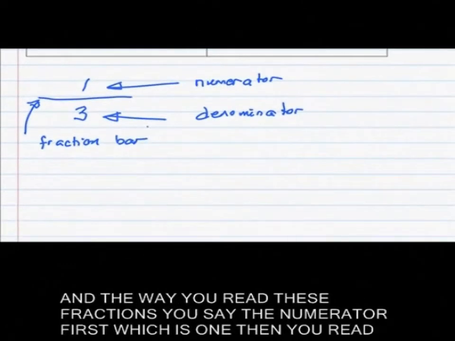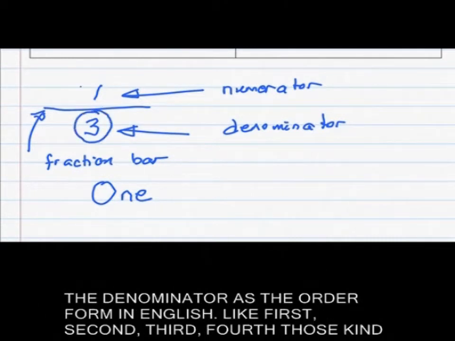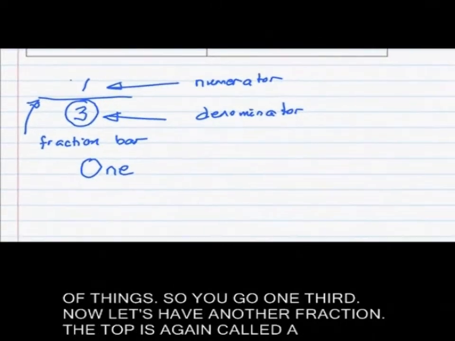And the way you read these fractions, you say the numerator first, which is 1. Then you read the denominator in the ordinal form in English, like first, second, third, fourth, those kinds of things. So you go 1/3.